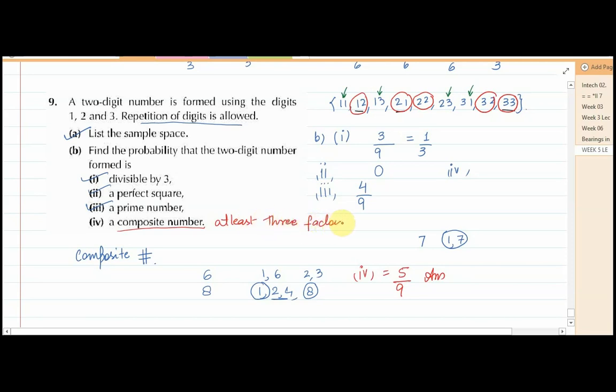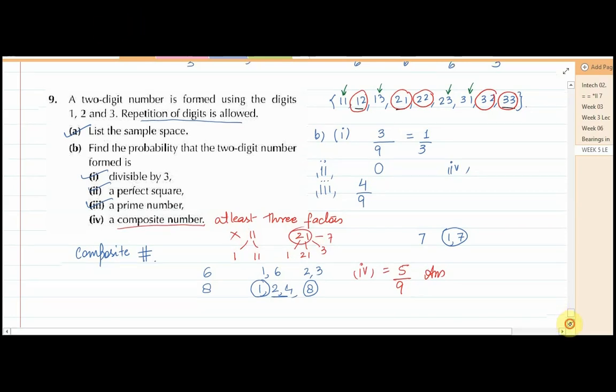Why do I say 3? Let's suppose you are talking about 11. Now 11 has only 2 factors, that is 1 and 11 itself, so it is not a composite number. But if you talk about 21, 21 has 1, 21 itself, and 3 and 7, so it is a composite number. So a composite number has at least 3 factors, more than 3 is acceptable. After question number 9, moving on to the next question, that is question number 10.